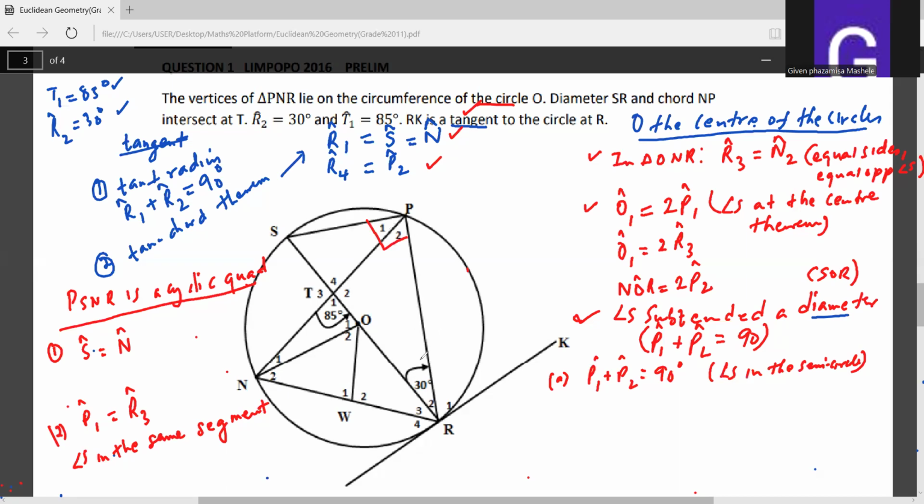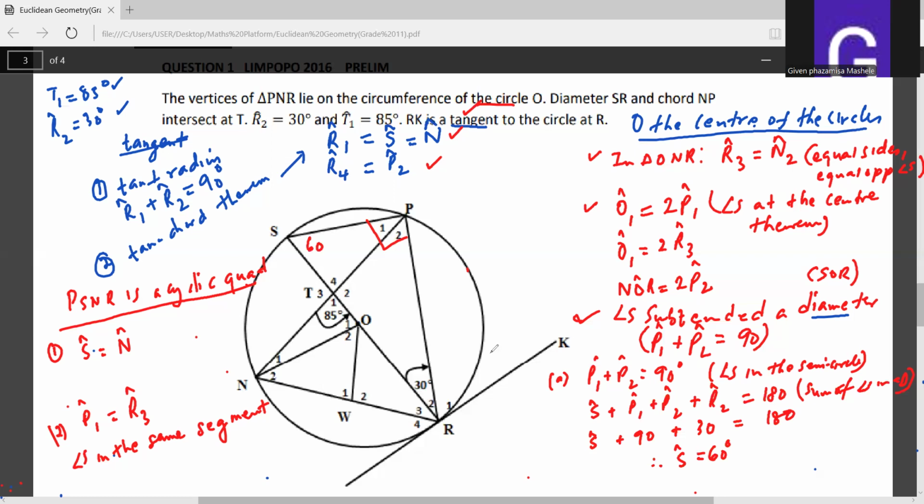If this angle is 90, here we are given 30. So we're going to say angle S plus P1 and P2 combined plus R2 must add up to 180. Reason: sum of angles in a triangle. We want angle S. This one we know is 90 and this one we know is 30. So 90 plus 30 is 120, and 180 minus 120 will be 60 degrees. So this angle will be 60 degrees.